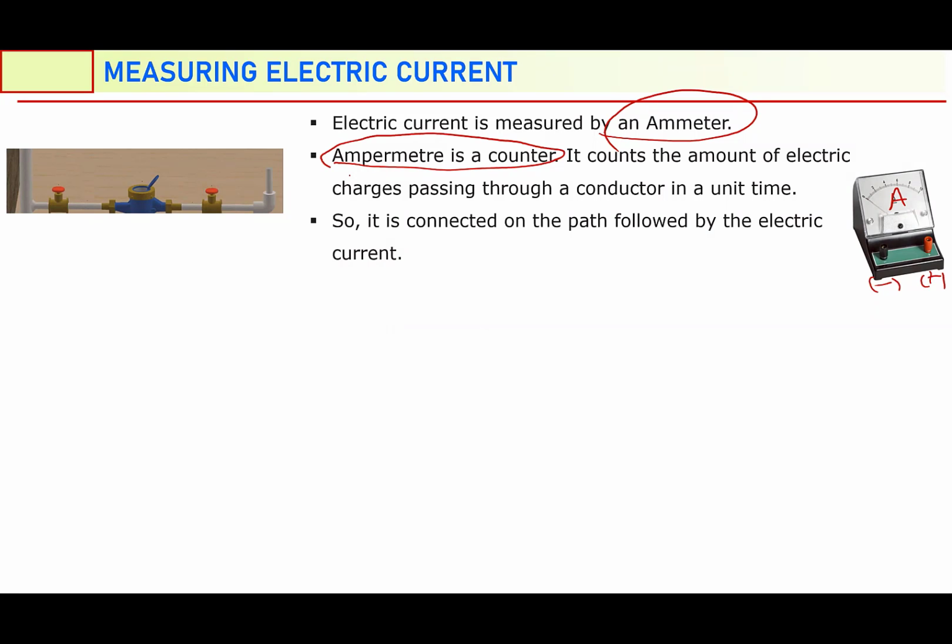In our life, in fact, there are other counters. For example, this counter for water counts how much water passes through the pipe. All counters are connected along the path of the quantity which must be measured. For example, if you want to measure how much water passes, you have to connect this water counter on the pipe, along the path of the water. The same thing will be done for the ammeter as well. The ammeter is a counter. It counts the amount of electric charge passing through a conductor in unit time, so it is connected on the path followed by the electric current.